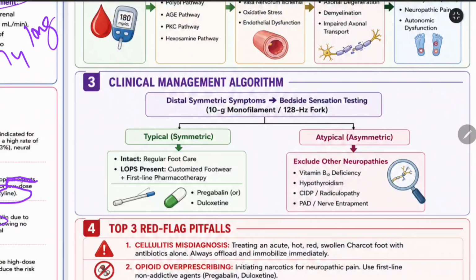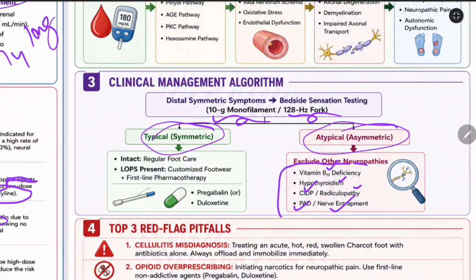Management. If the patient has distal symmetric symptoms, you will do the 10 gram monofilament and 128 hertz tuning fork, and you will see whether symptoms are symmetric or asymmetric. If the patient has asymmetric atypical symptoms, exclude other causes like B12 deficiency, hypothyroidism, CIDP, radiculopathy due to spine disc, peripheral artery disease, and nerve entrapment. All these will be asymmetric, but DSPN will be symmetric. That you should remember.